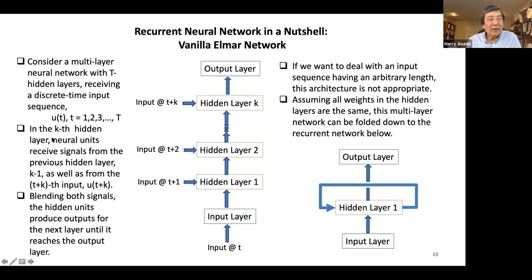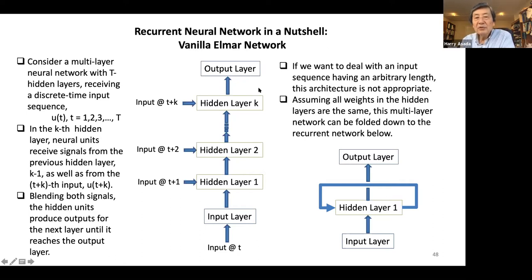Let me read it. In the case of a hidden layer, neural units receive the signals from the previous hidden layer, k minus one, as well as from the t plus kth input. U at t plus k is given to this. Now, blending both the signals, input and previous hidden layers, the hidden units produce the output for the next layer until it reaches the output here.